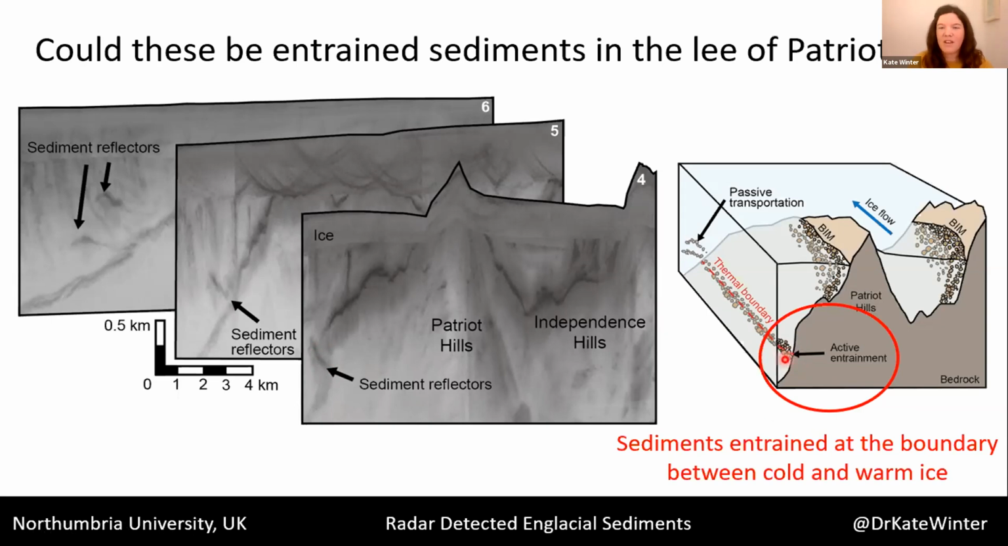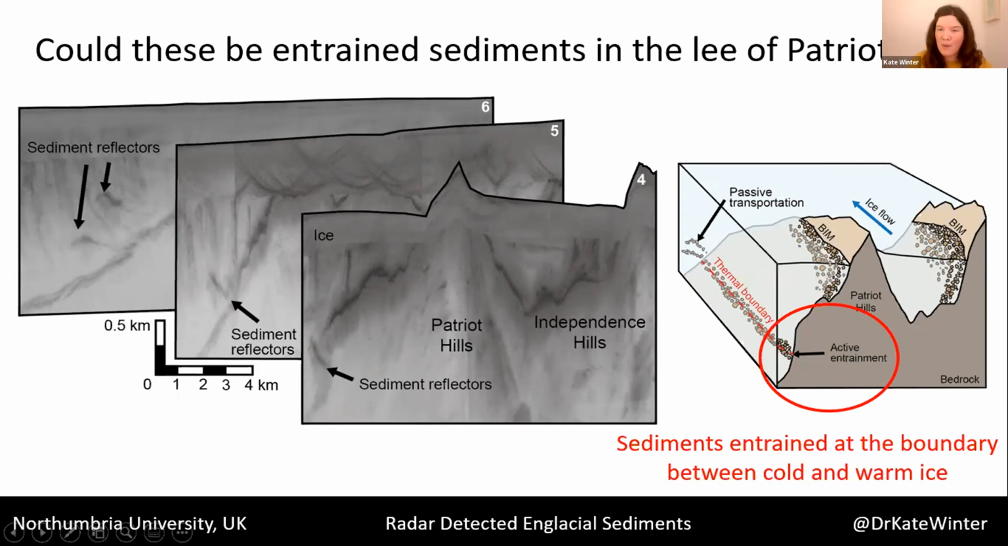Over time, this thermal boundary might migrate, it might go up, it might go down, based on the thickness of the ice. And we've got lots of examples from cosmogenic dates of the ice thickening and thinning in this area. So sediments are being entrained along the thermal boundary here. They're also being shot up into the blue ice moraines here by blue ice flow.